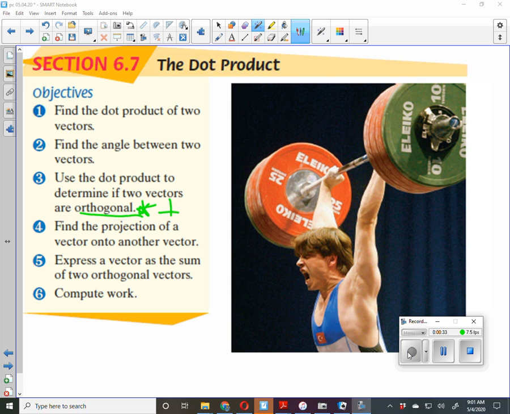We're not going to do projections. We're going to skip the section that deals with projections, but we are going to do work. So we've got a few things to go. This is not as bad of a section.